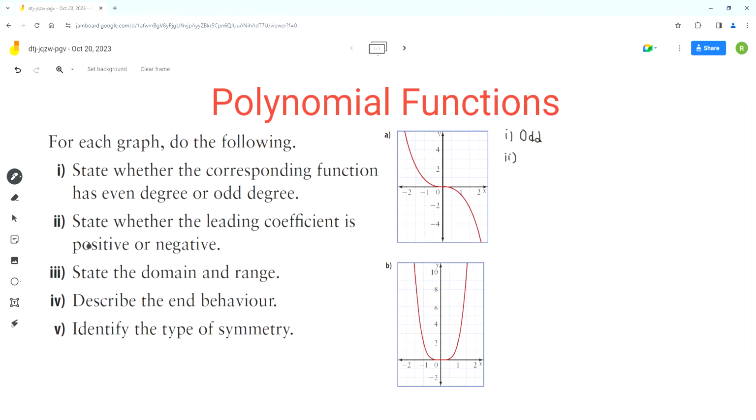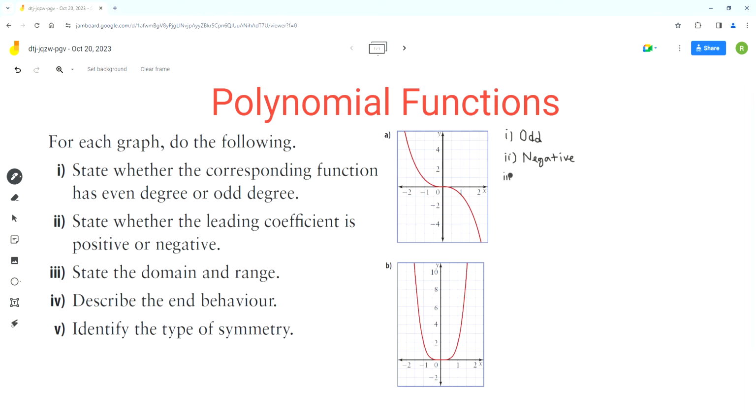Now we can answer the second part. State whether the leading coefficient is positive or negative. In this case, the graph is going down from left to right across the x-axis. So the leading coefficient is negative. If the graph had been going up from left to right, then the leading coefficient would be positive. But in this case, it's sloping down from left to right, so that's why the leading coefficient is negative.